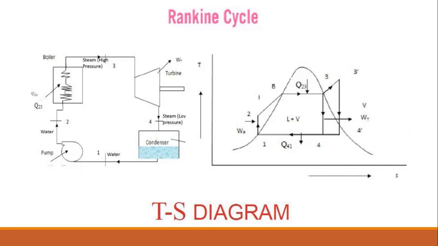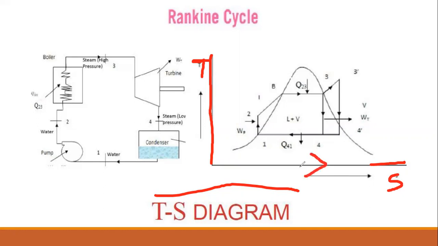First of all, the TS diagram. In this diagram we will see the temperature and heat relation. We take temperature on the y-axis and heat on the x-axis. That means if I go from left to right, the heat is increasing, and if I go from down to up, the temperature is increasing.